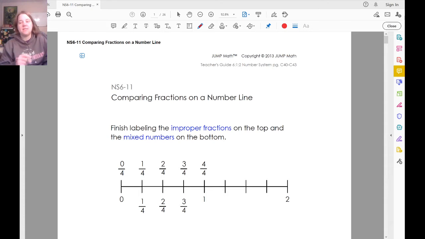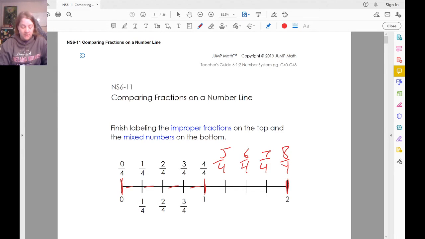So on the top, we can see that the improper fractions follow a pattern because everything has been split into fourths here. We have our 0 line and our 1 line and our 2 line, and between each of those whole numbers we can see that things have been cut into fourths. There are 4 pieces in between the whole numbers. So 0 fourths, this is 1 fourth, 2 fourths, 3 fourths, 4 fourths, or 1 whole. Let's continue that pattern to 5 fourths, 6 fourths, 7 fourths, and 8 fourths.